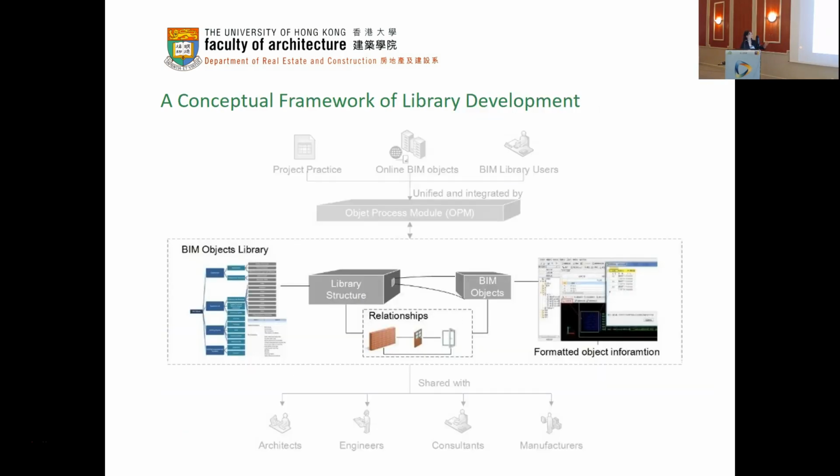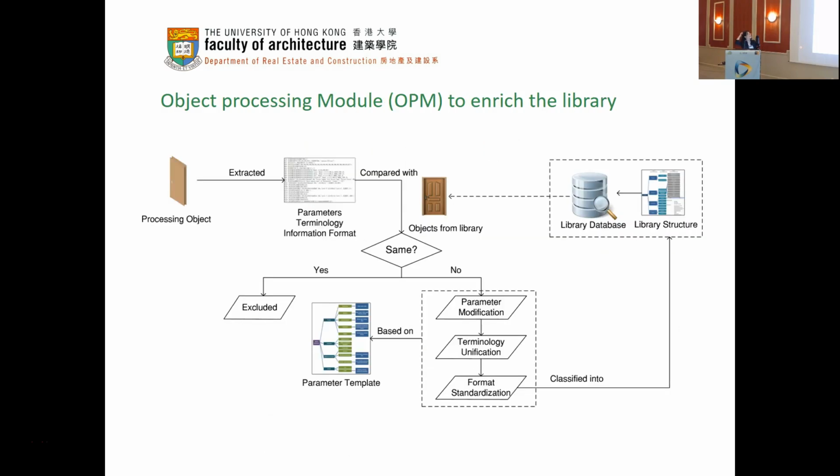So having designed the object library, the next step is to enrich the library efficiently in a semi-automatic way. So here is our process. We aim to do this process not by manual effort because it's too tedious for us to do so. Rather, we would like to develop an object processing module to enrich the library. So this process is rather simple. Given a processing object, it will be extracted against its parameter, terminology, information format, and compare that information with objects from the library. And we could tell if these objects are the same and already existing in the library.